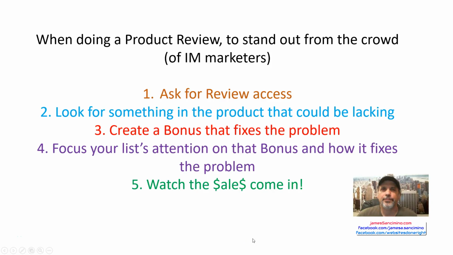Okay, just to recap, when doing a product review to stand out from the crowd of IM marketers: First, ask for review access. Second, look for something in the product that could be lacking, because there usually is something. Third, create a bonus that fixes the problem. Fourth, focus your list's attention, the emails that you send, on that bonus and how it fixes the problem. Five, watch those sales come in. So I hope you enjoyed this video, and I hope you go ahead and create your bonus that fixes the problem the next time you do a review.